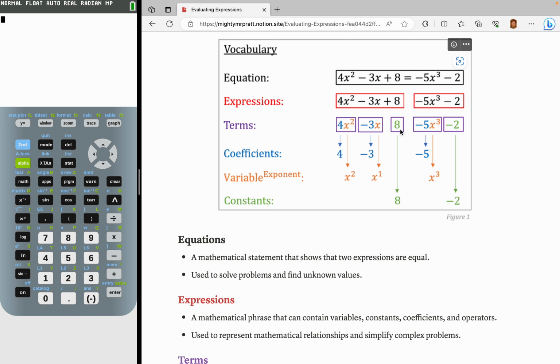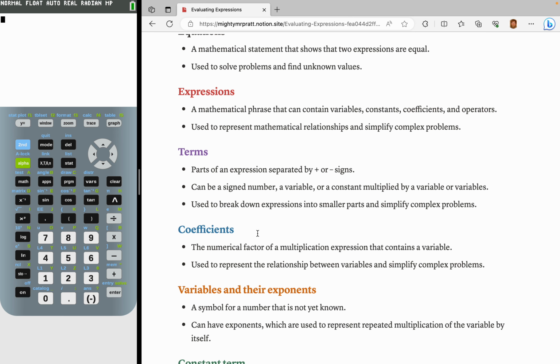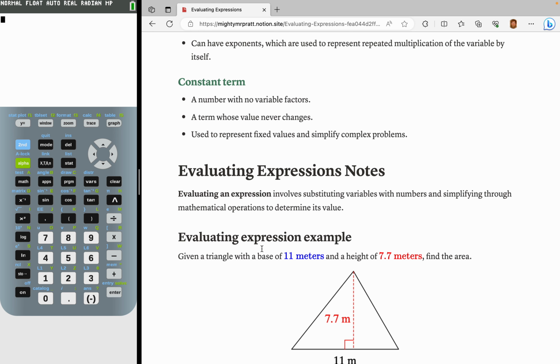8 is a little bit different. It's not a coefficient because it's not multiplying a variable. It doesn't have a variable, so it doesn't vary. It stays constant. So we call these constants. So we can even break an equation even further. So take a look at this diagram. If you have any questions or want more detail, there's a bunch of more descriptions on each of those terms.